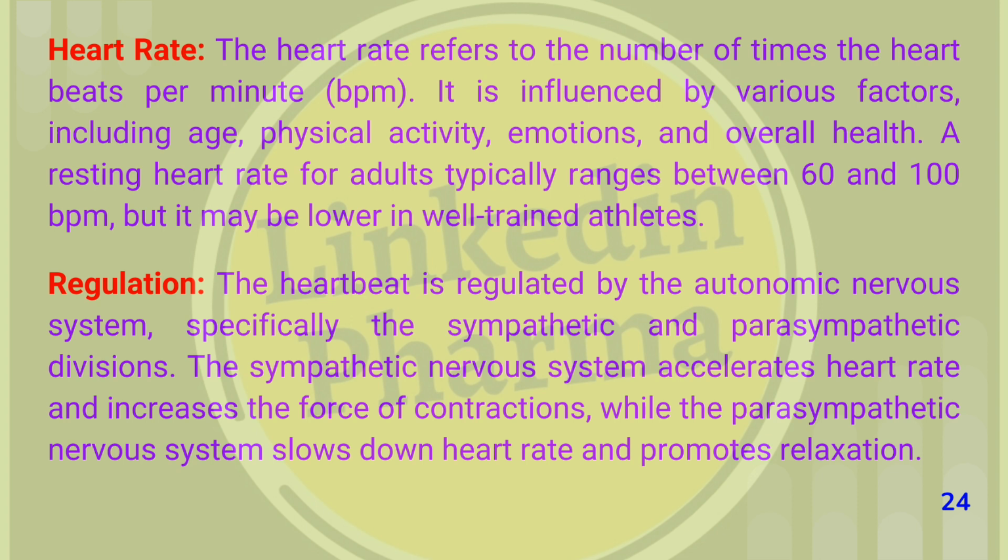The heartbeat is regulated by the autonomic nervous system, specifically the sympathetic and parasympathetic divisions. The sympathetic nervous system accelerates heart rate and increases the force of contractions, while the parasympathetic nervous system slows down heart rate and promotes relaxation.